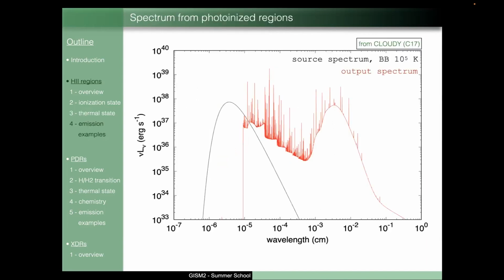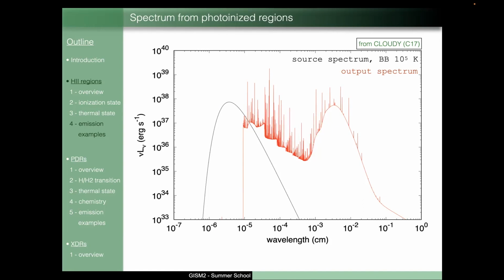Okay. So now that we know the ionization state of the gas and the thermal state of the gas, we can compute the typical emission of H II regions. And this is what we obtain. On this figure, I show you an example of a spectrum obtained with Cloudy in a planetary nebula, I think. It was a gas with an electron density of 10^3 per cubic centimeter, irradiated by a blackbody at 10^5 K.